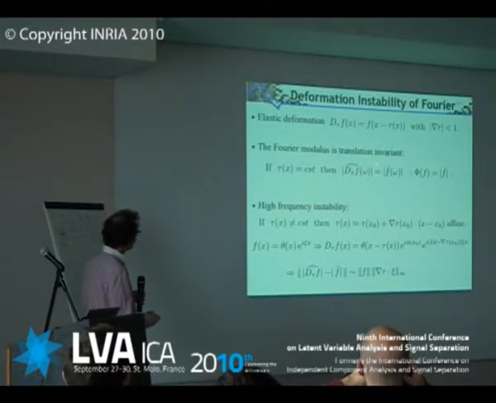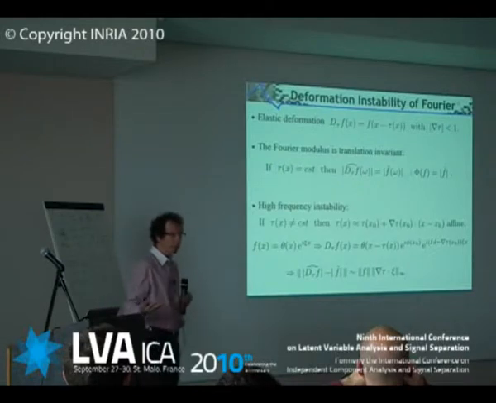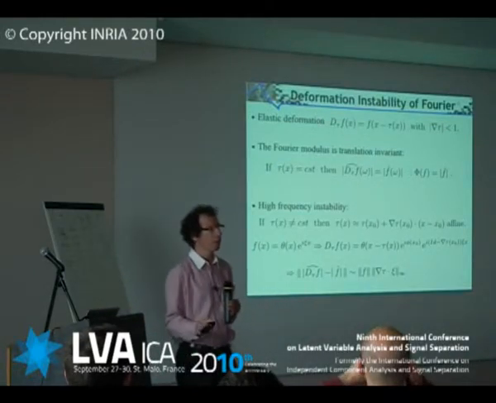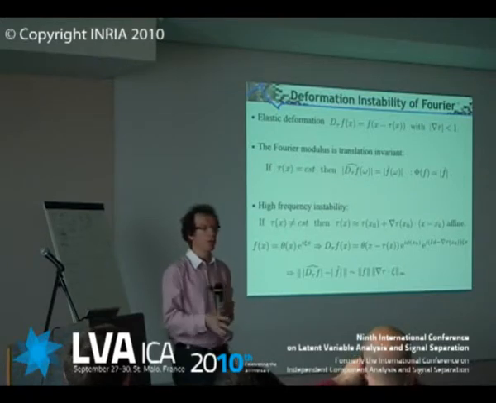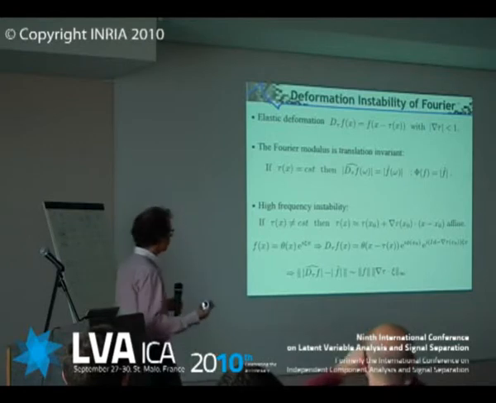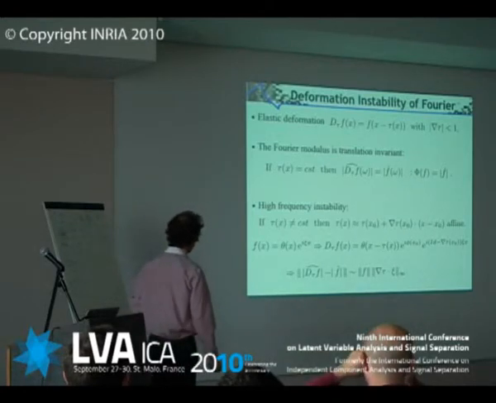So the modulus of the Fourier transform doesn't change, okay? And if it doesn't change, that means you have an invariant representation. That's exactly what you want to have. So the Fourier transform is perfect in the sense that if you translate, you have your invariant representation. Now, why is the Fourier transform never used in that kind of application?